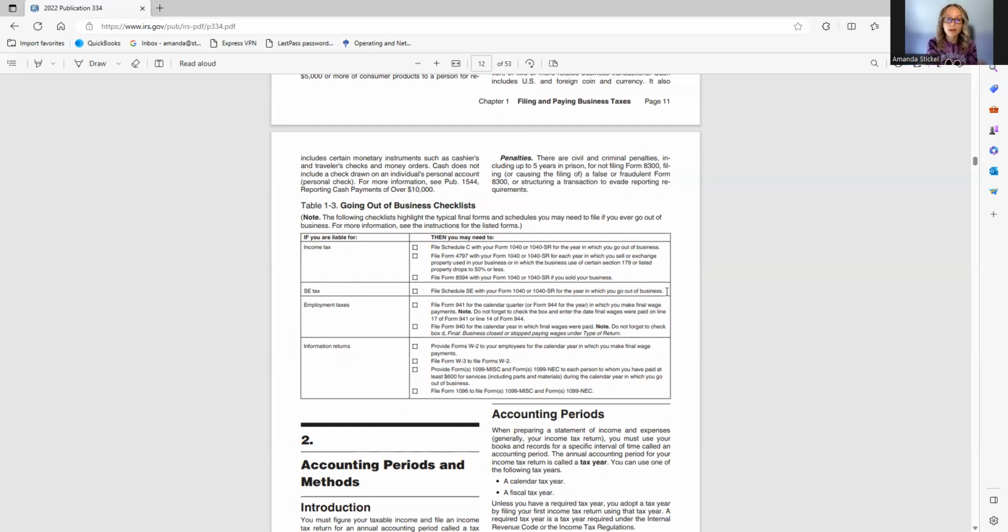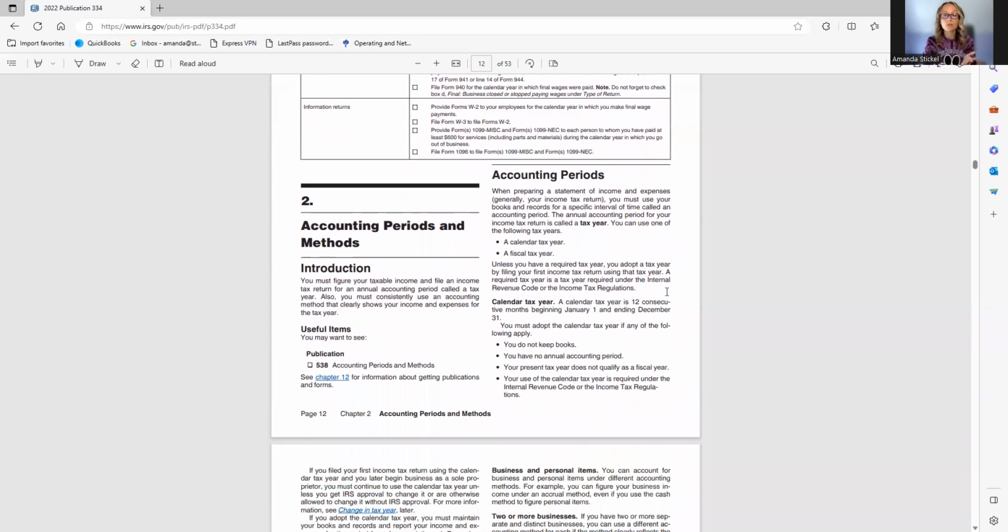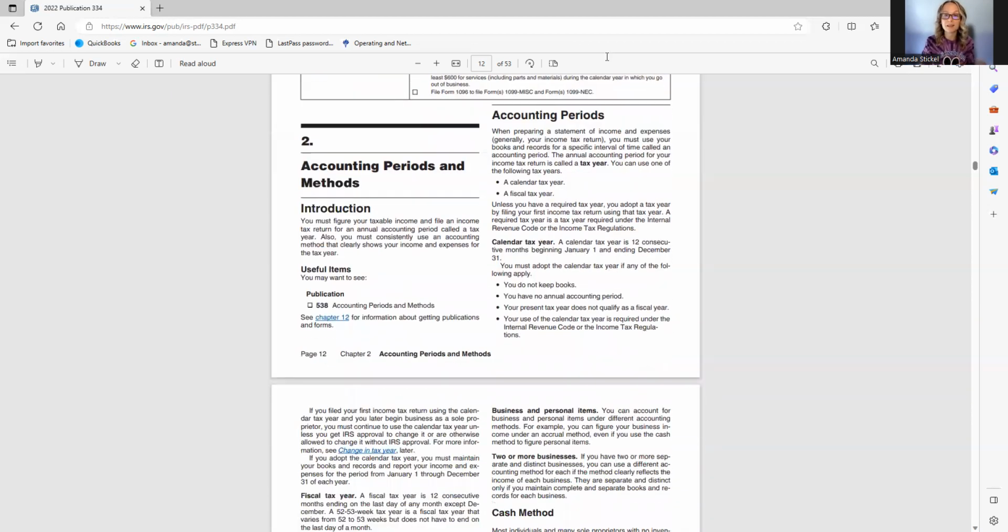Information returns, provide Forms W-2 to your employees, file your final W-3 with your W-2s, provide Forms 1099-MISC and 1099-NEC to each person to whom you have paid at least $600 for services in the year in which you go out of business, and file Form 1096. It's like the annual combined summary of all those 1099-MISC and NECs. So that is Chapter 1, and then Chapter 2, which is coming up next, we'll go over accounting periods and methods.